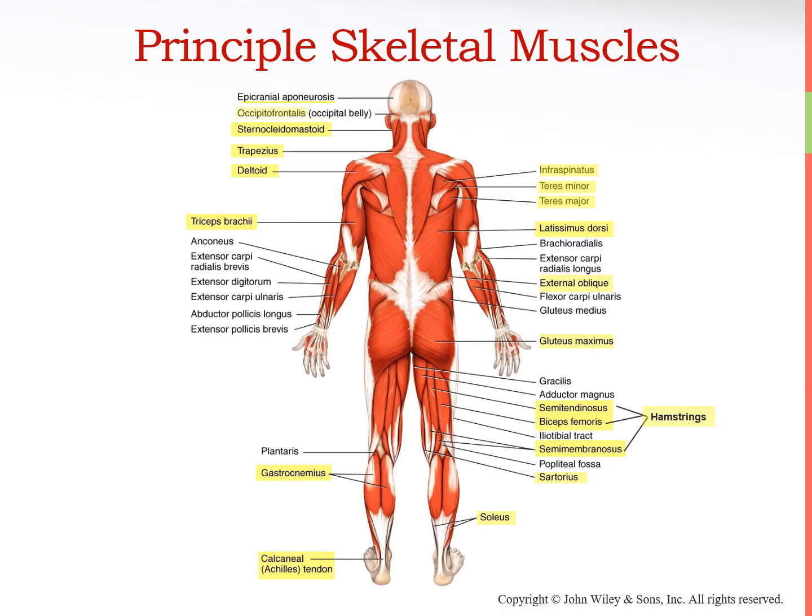Here we have a posterior view of the principal surface or superficial skeletal muscles. I mentioned on the previous slide that there's a broad aponeurosis on your scalp or on your head called the epicranial aponeurosis. So in the anterior view, we saw that it attaches to the occipitofrontalis muscle, and that was the frontal belly. And in this view, you can see that same tendon extending posteriorly and attaching to the occipital belly of that same muscle.